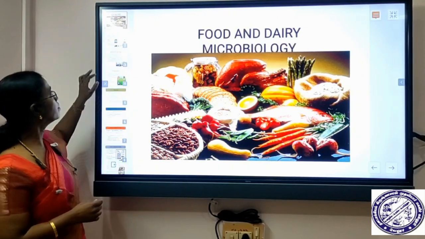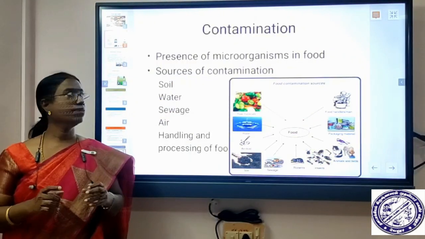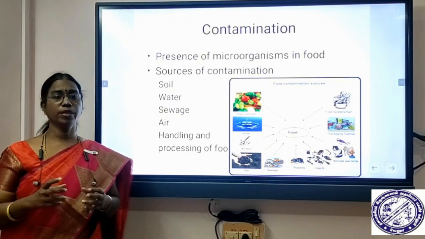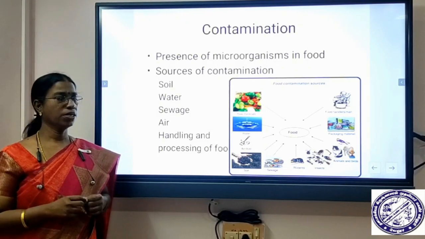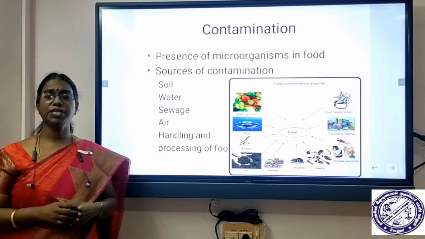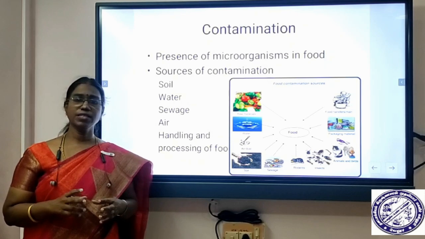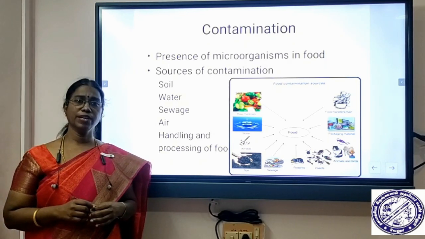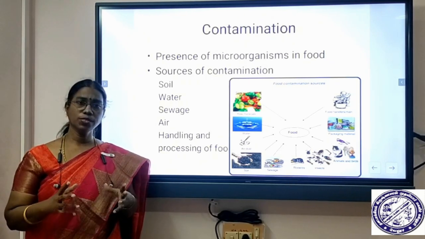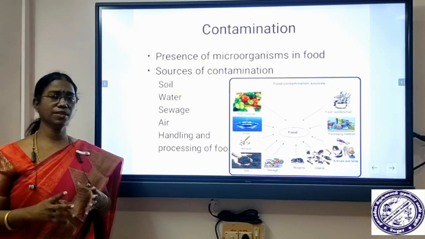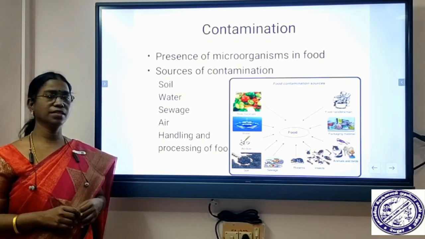Before looking at preservation, certain terms should be known in food microbiology. The first one is contamination. Contamination is the presence of microorganisms in the food. The presence of microorganisms cannot be identified in the food because there is no change in the food when the microorganisms are merely present in it.